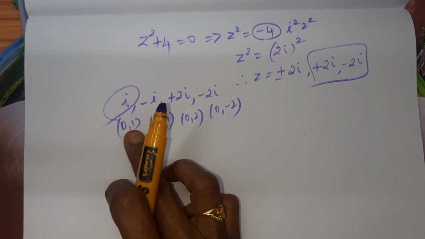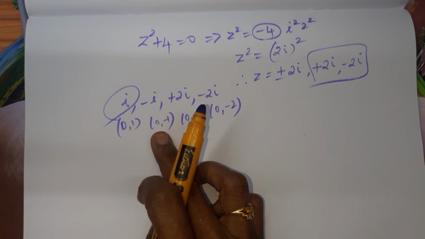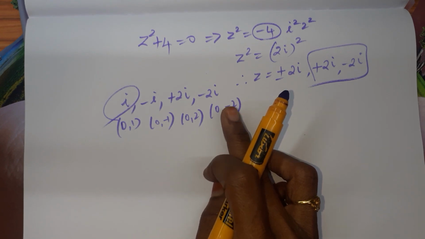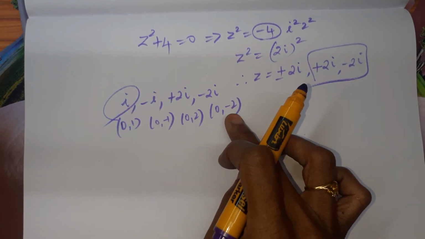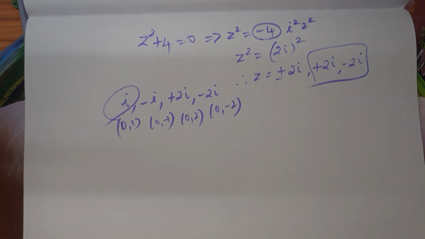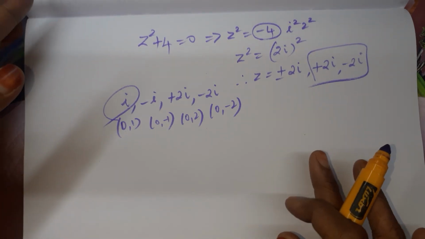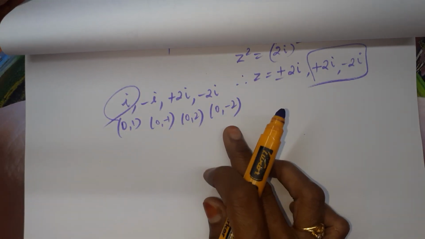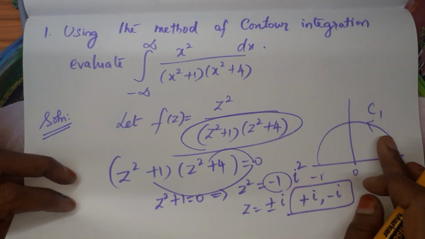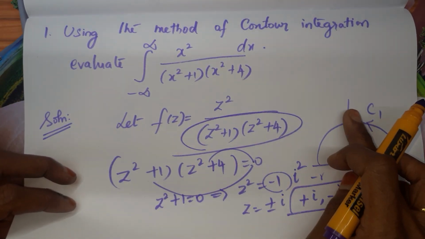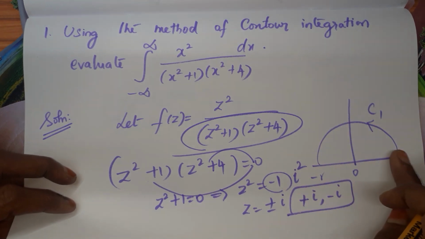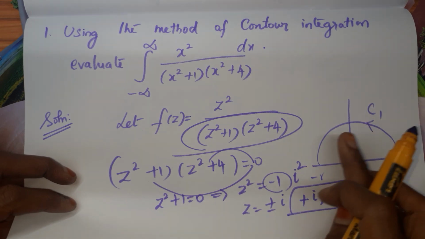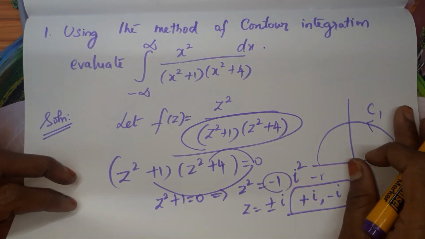For i the point is (0, 1). For minus i the point is (0, minus 1). For 2i the point is (0, 2). For minus 2i the point is (0, minus 2). First you have to confirm which points lie inside the circle. This is our circle. We have to take the first two quadrants, that is, x positive y positive, and x negative y positive. Only those points we have to consider.